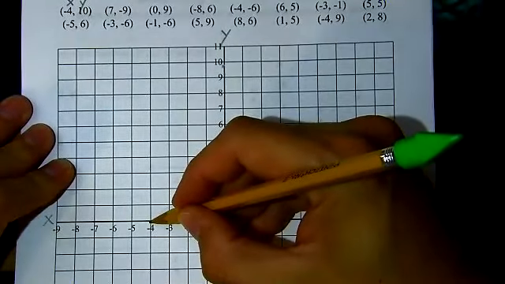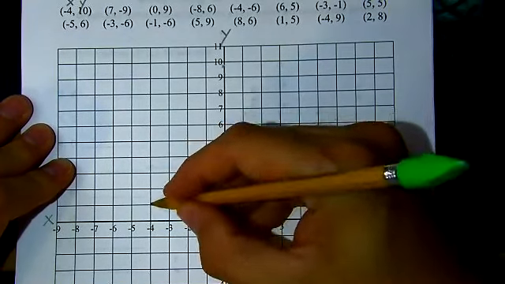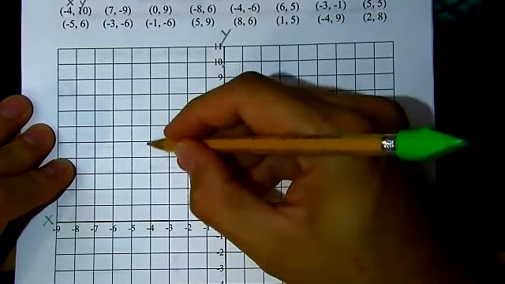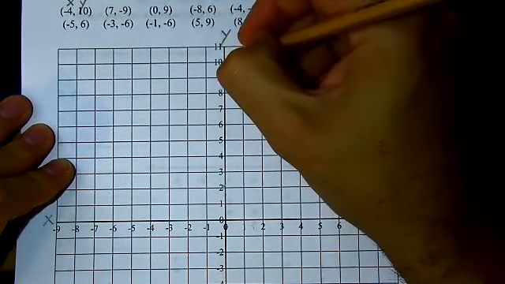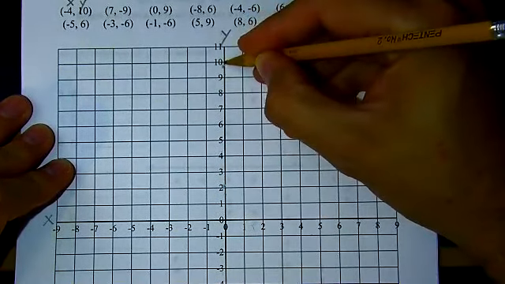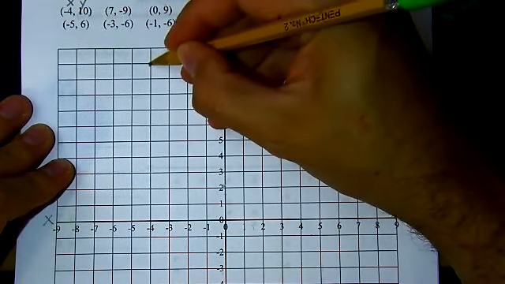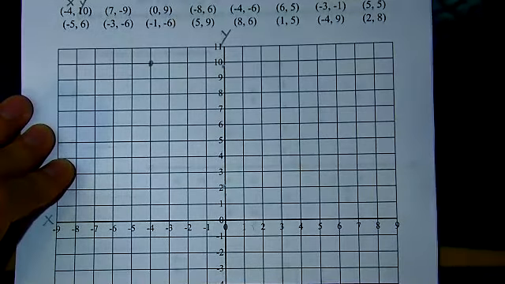So from that point, don't make a dot there. 1, 2, 3, 4, 5, 6, 7, 8, 9, 10. Or you can look over here and see that there's a 10 right here. So you should have a dot right there.